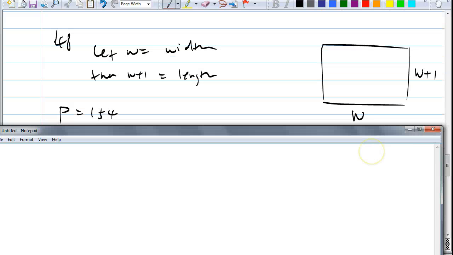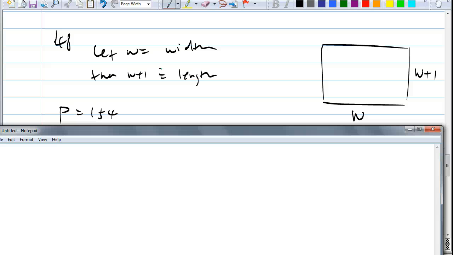Okay, here. Number 43, it says you got a rectangle and the length and width are consecutive integers, right? So if width is w, guess what? The length must be w plus 1. So I say let w be the width, w plus 1 be the length. They told us the perimeter is 154, correct? So we start with the formula.